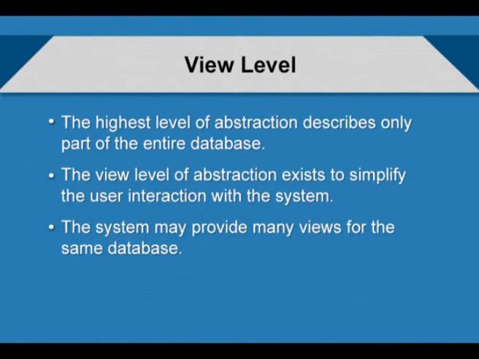Next comes the view level. This view level is nothing but the user level. This is the highest level of abstraction, wherein the view level exists to simplify the user interaction with the system. The system may provide many views to various users. Suppose there are various people working in various roles. For each and every role you can describe the view level: for a data entry operator, for a manager, for the CEO. All these things can have the abstraction at the view level.